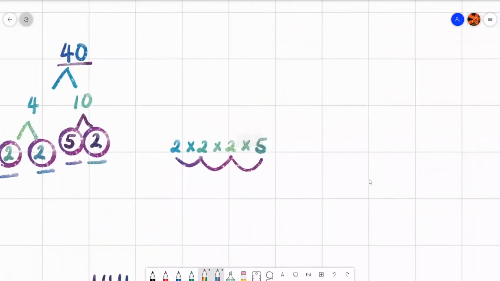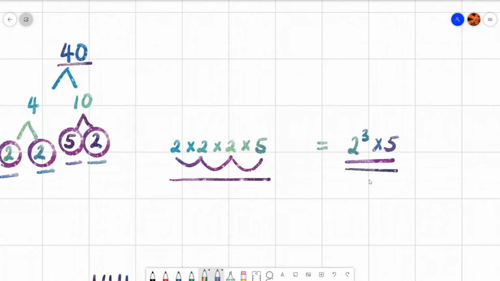Now, just going back to the top, I'm going to touch upon something else. We worked with the prime factors of 40, and we said it's 2 times 2 times 2 times 5, which is fine, but sometimes you may be asked to write this in index form. That would be 2 cubed times 5. So your answer could either be this or this.